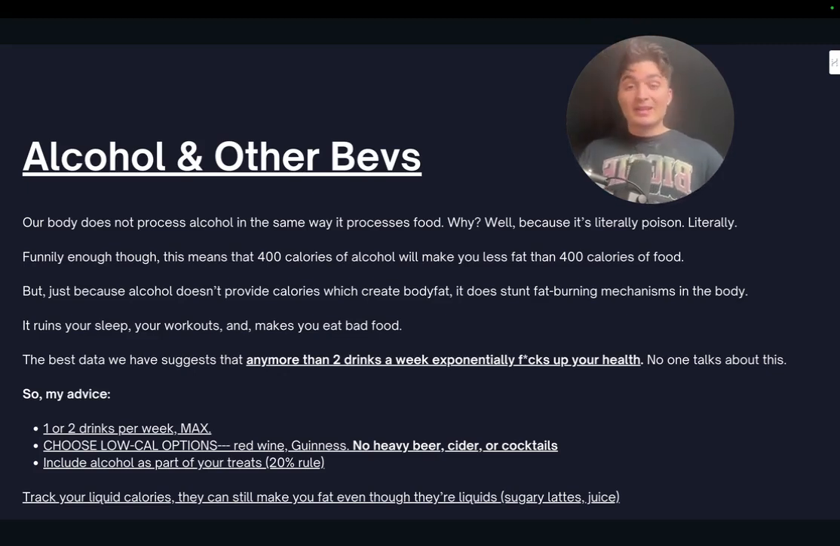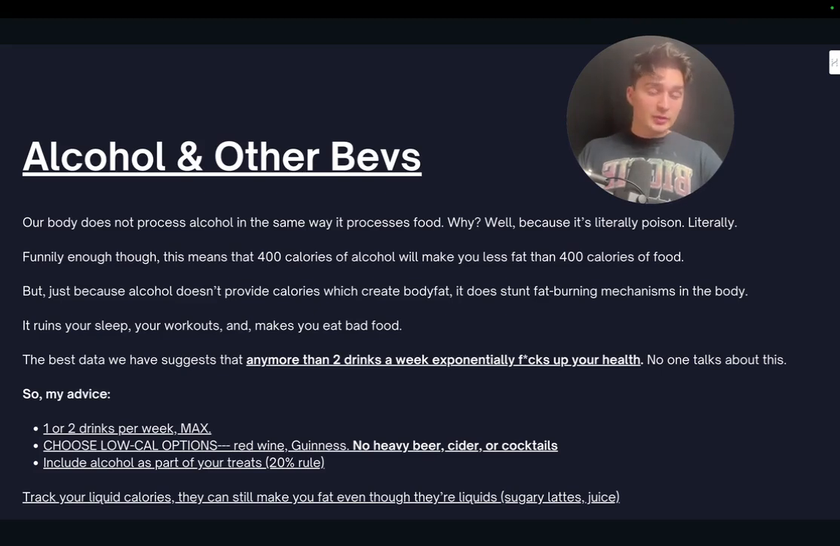So the best data we have is any more than 2 drinks a week exponentially messes up your health. And this is largely not talked about, especially by health and fitness gurus. So my advice is 1 or 2 drinks per week max if you don't want to mess up your health, your fat loss, your muscle gain. Anything more than this, you're not going to reach your potential.